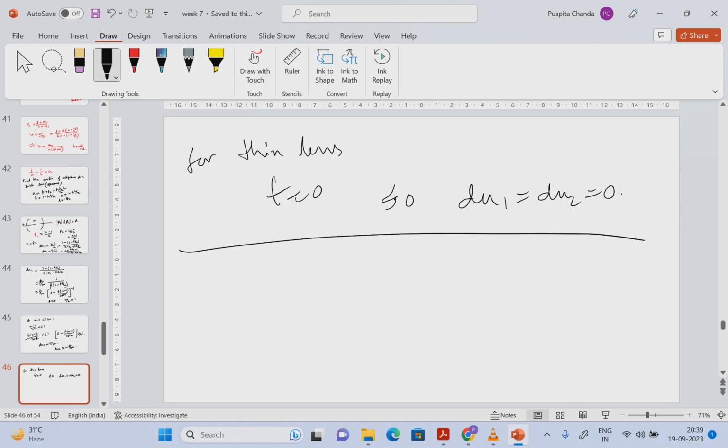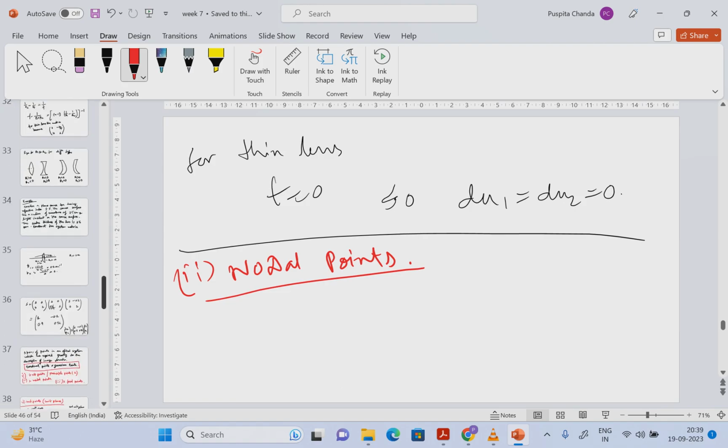Now back to the second cardinal point, which is the nodal point. The nodal points or nodal planes are the points where the relative angular magnification between them is unity. For the unit plane, the lateral magnification was 1. Let me write that.